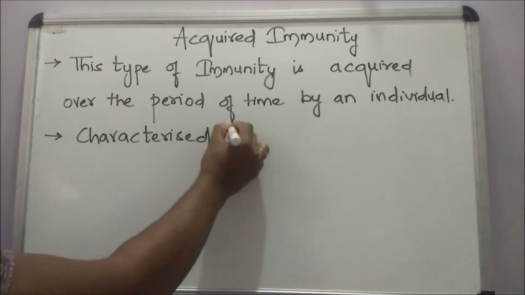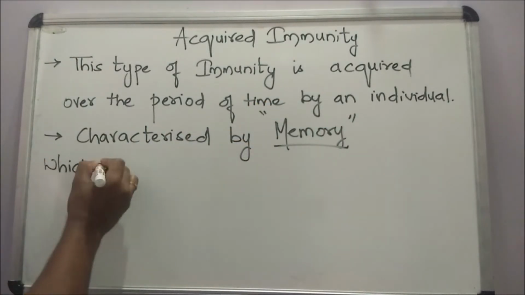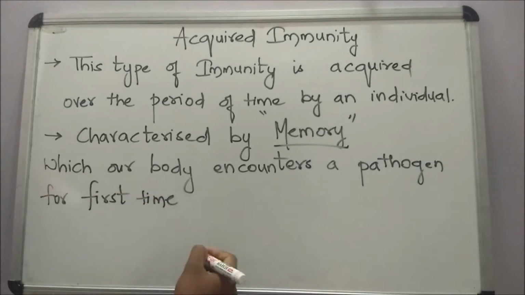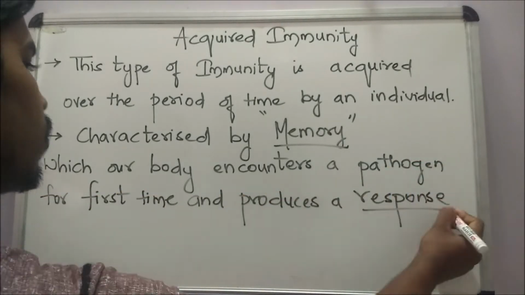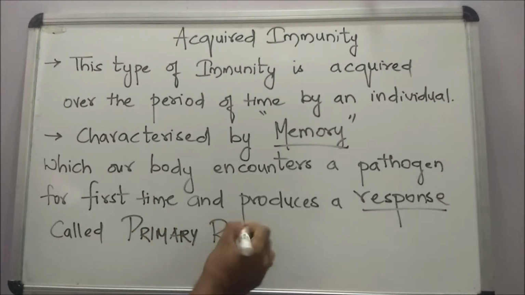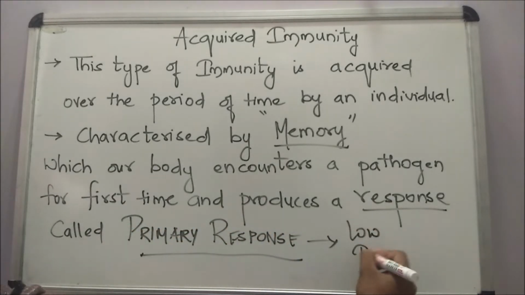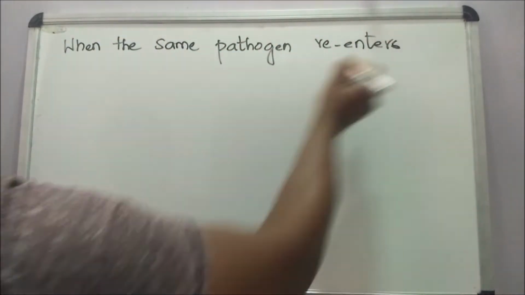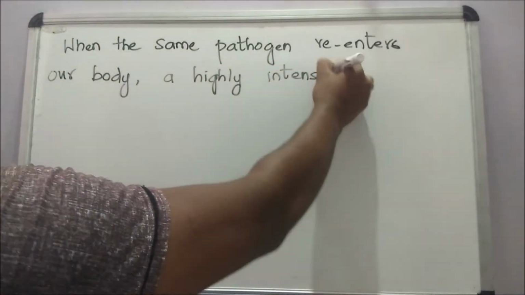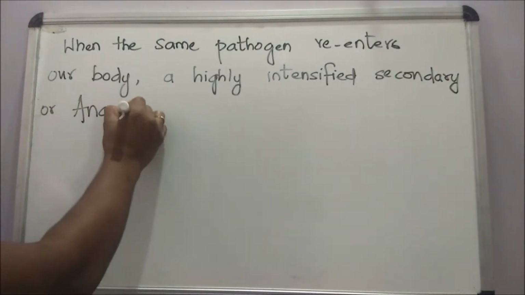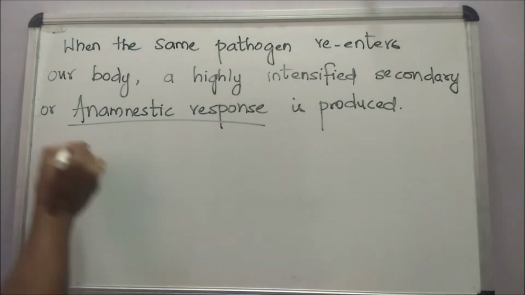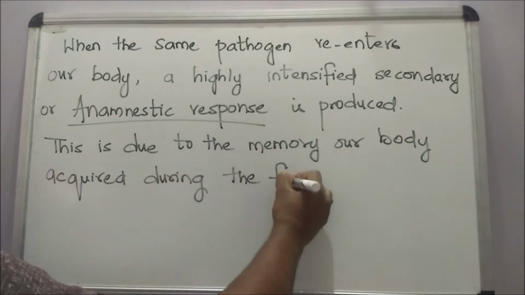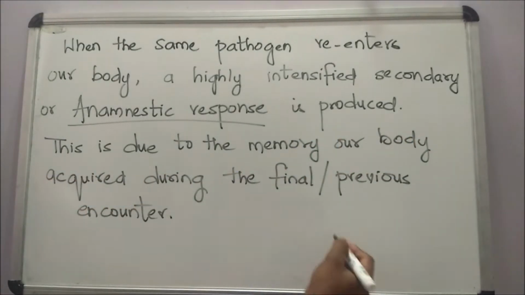It is characterized by memory. When our body encounters a pathogen for the first time, it produces a response called the primary response. This primary response is of low intensity. When the same pathogen re-enters our body, a highly intensified secondary response, also called the anamnestic response, is produced. This is due to the memory our body acquired during the first or earlier encounter.